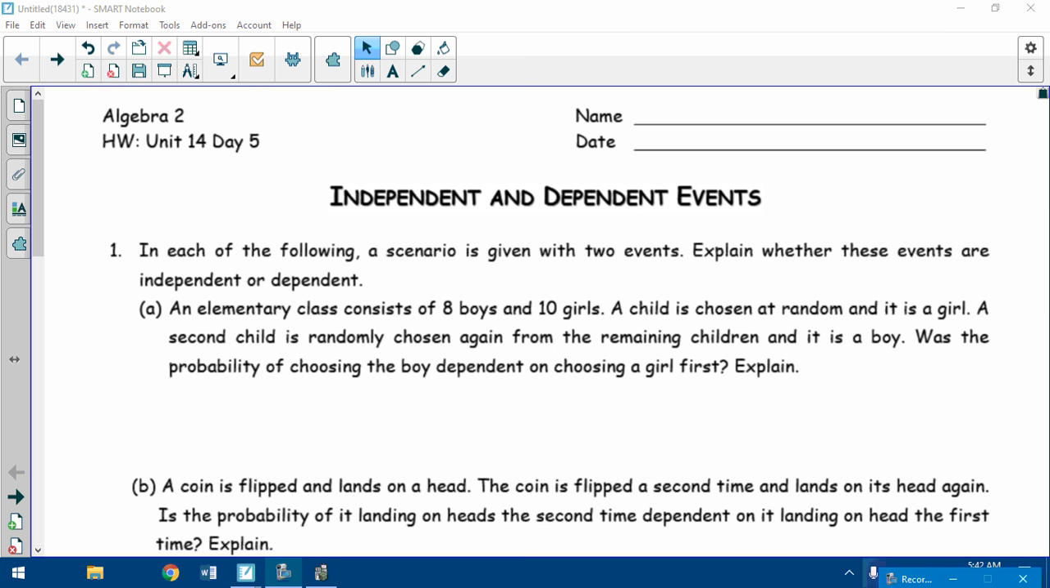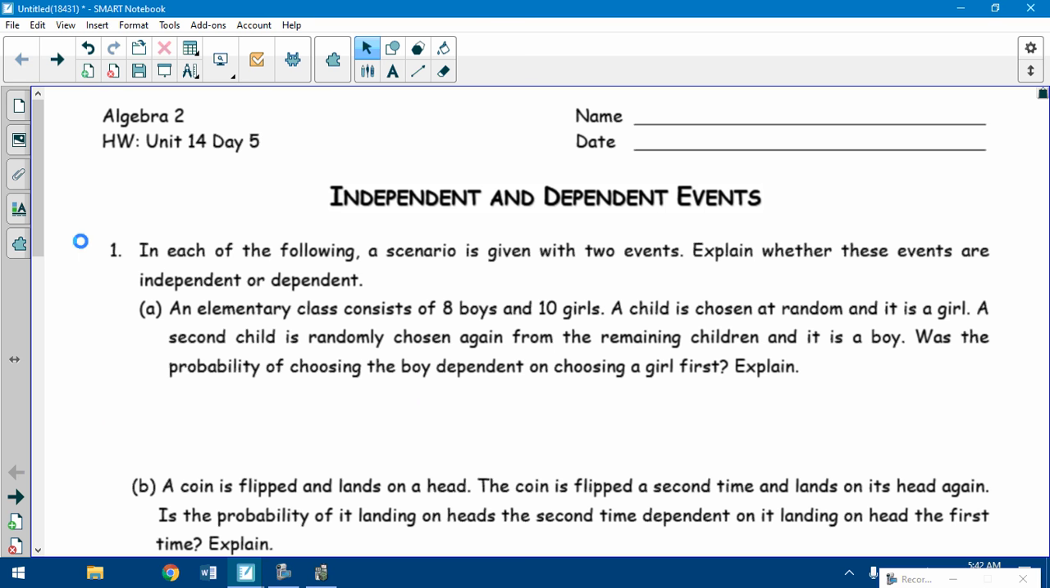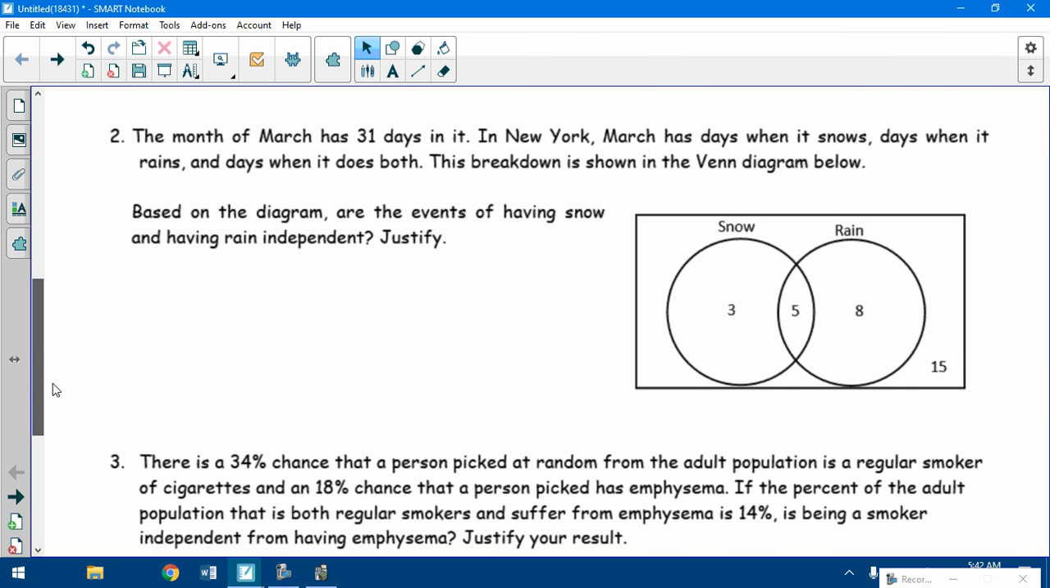Got two questions I want to go over on the homework, and then we'll move over to the warm-up in today's lesson. So yes, last class we talked about independence and dependence. Two questions I want to go over. The first one I wanted to go over was number 2. A lot of you had the right answer to this, but I'm not sure you had the right work. So let's talk about this for a second.